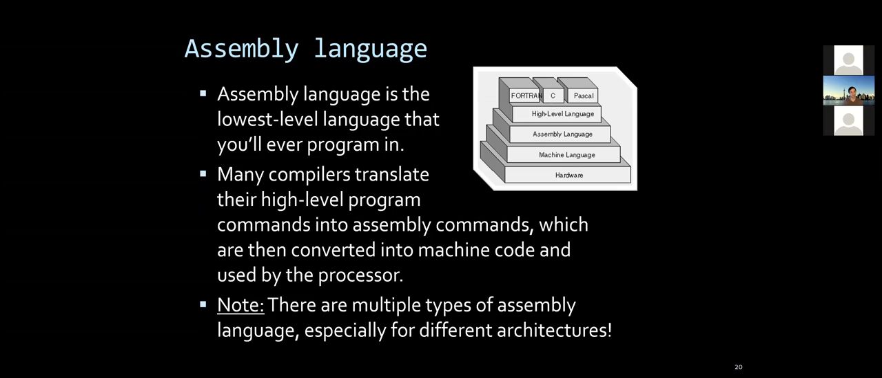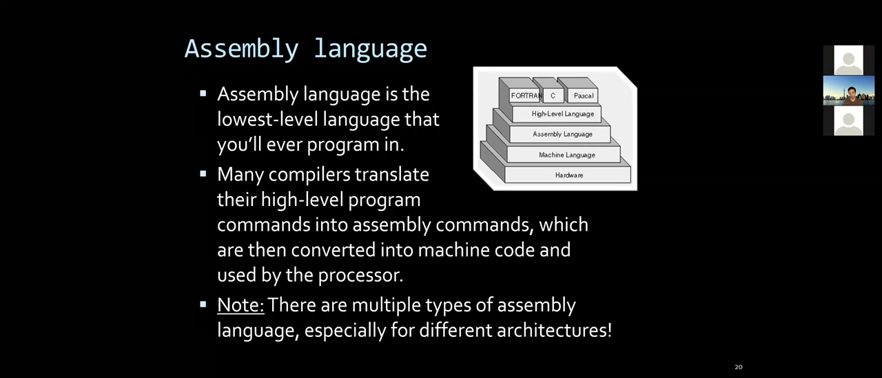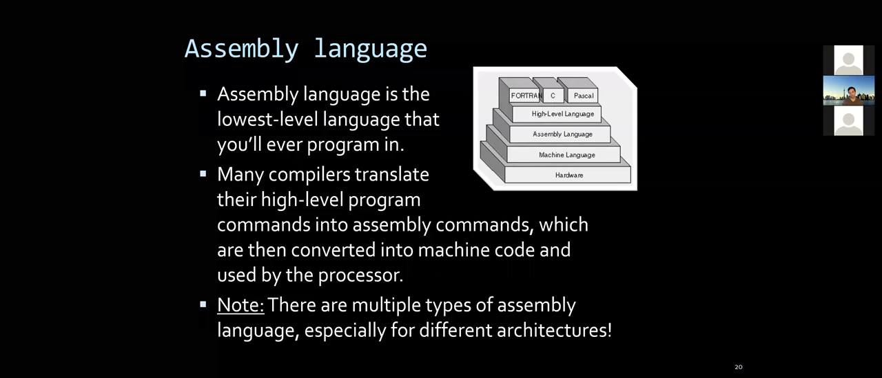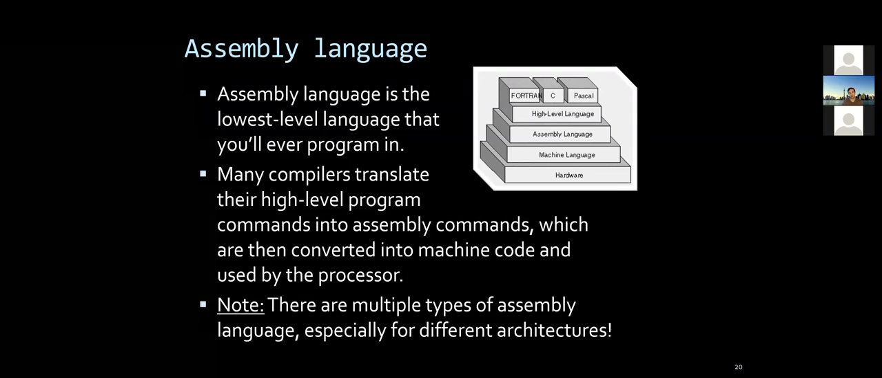Many compilers translate their high-level program commands into assembly commands, which are then converted into machine code and used by the processor. Note that there are multiple types of assembly language, especially for different architectures. When I talk about assembly language, it's just one specific to the hardware we agree on, which is the MIPS architecture. But in reality, those things can be different, and different assembly languages exist for different machines. If you build a new processor and a new machine, you will have to specify an assembly language for it, because without that, people won't use it. Then you build a compiler on top of that and other programming languages, but the first step is to provide an assembly language for it.